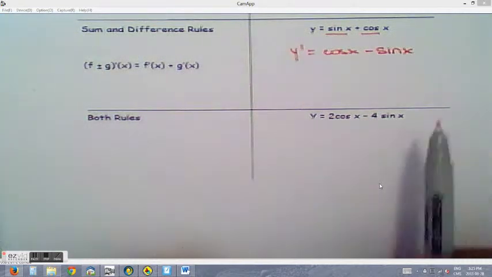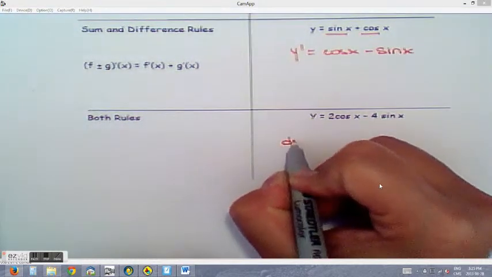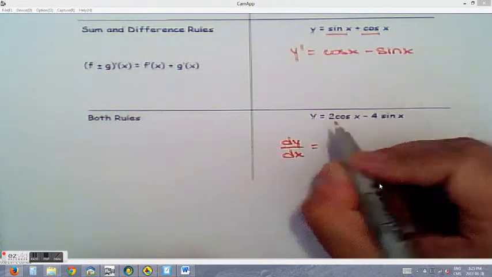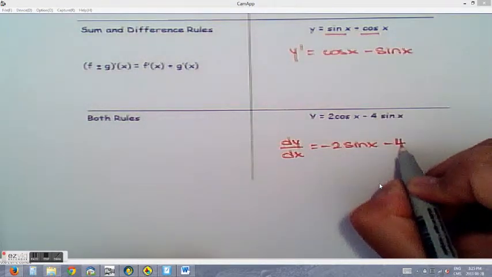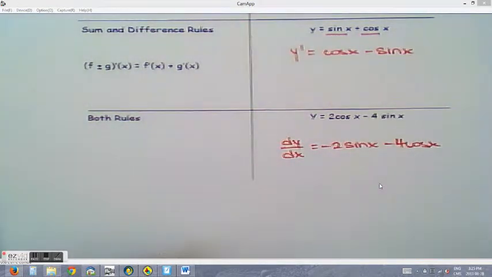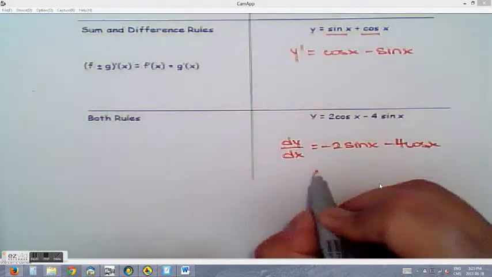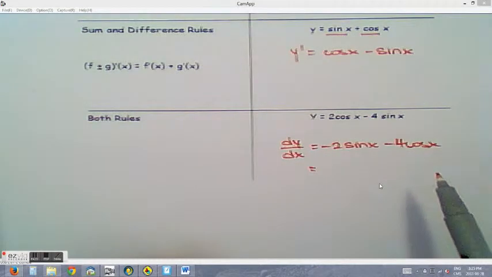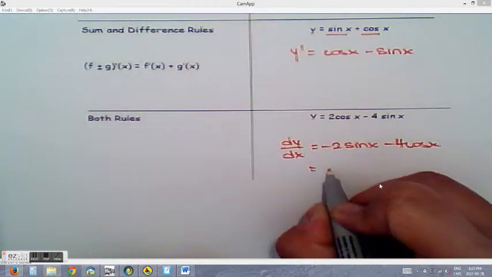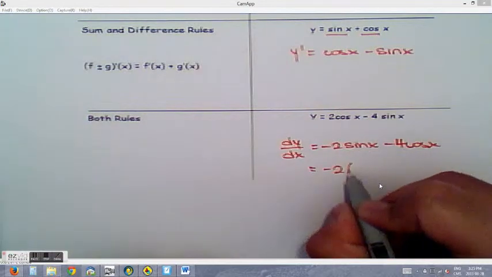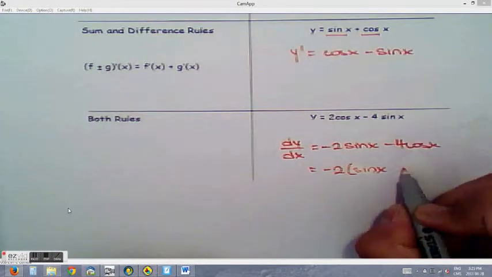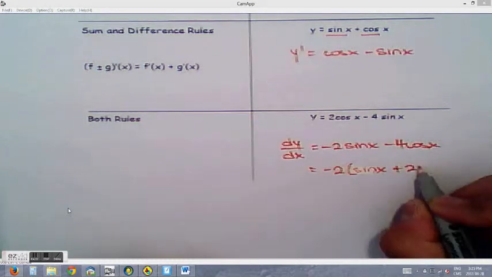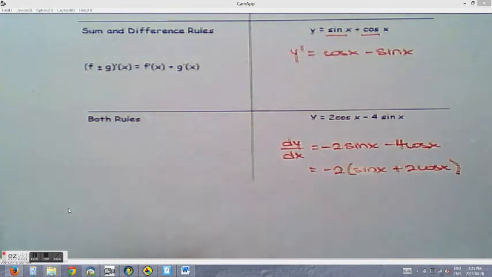So here we can apply both of the rules. dy by dx is equal to negative 2 sine of x minus 4 cosine of x. I always look to see if there's anything that I can do to simplify. In this case, if I really wanted to, I could factor out maybe a 2, and that would leave me with sine x and a 2 cos of x. And that would be our final answer.